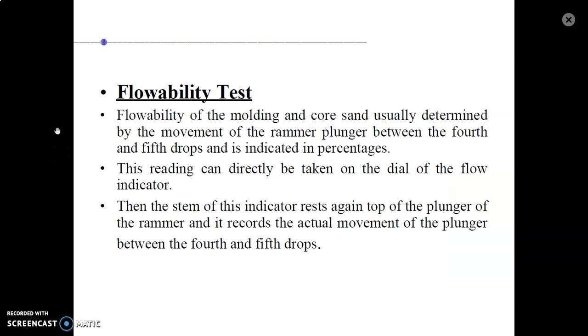Now next one is the flowability test. Flowability of the molding and core sand is usually determined by the movement of the rammer plunger between the fourth and fifth drop and is indicated in percentage. This reading can directly be taken from the dial of the flow indicator. Then the stem of this indicator is raised against the top of the plunger rammer, and it records the actual movement of the plunger between the fourth and fifth drop.